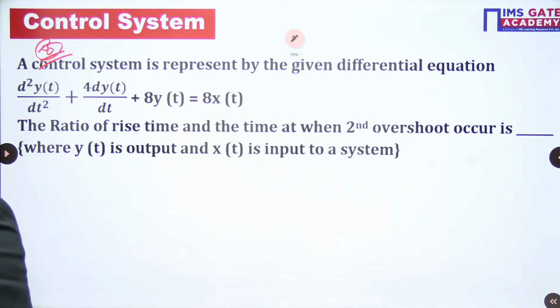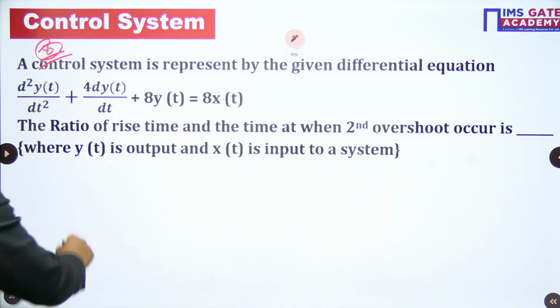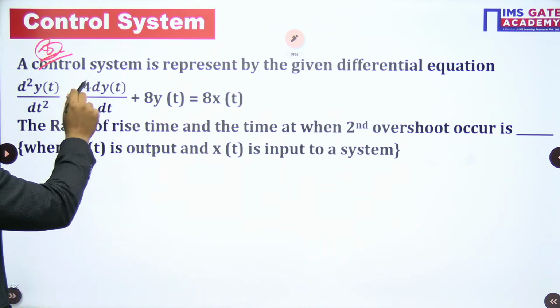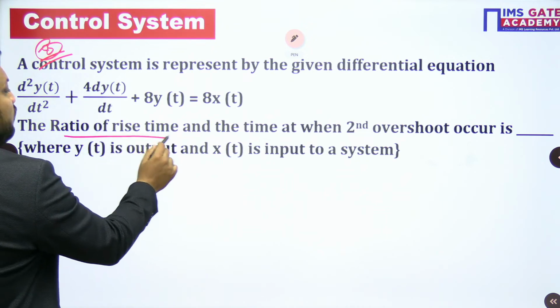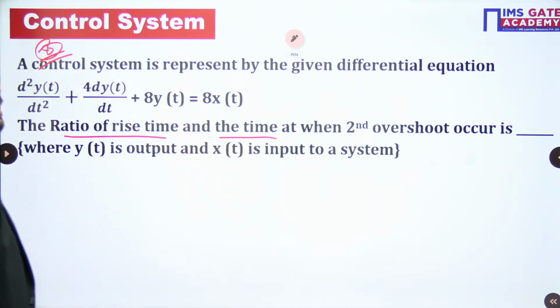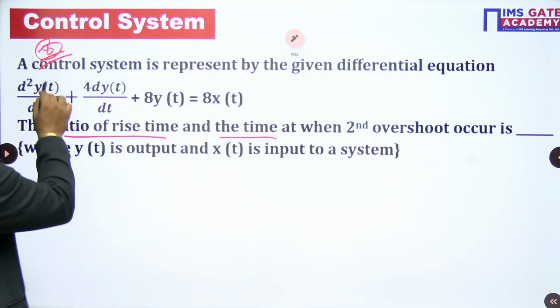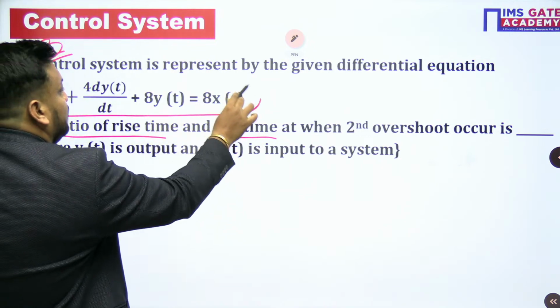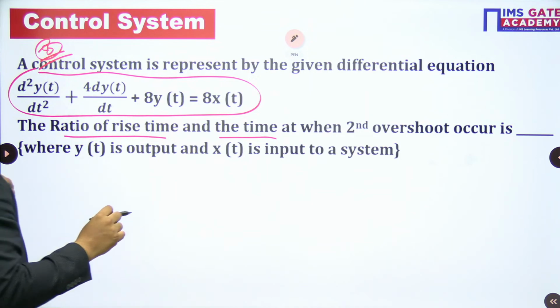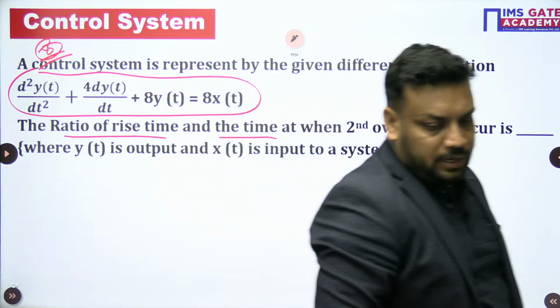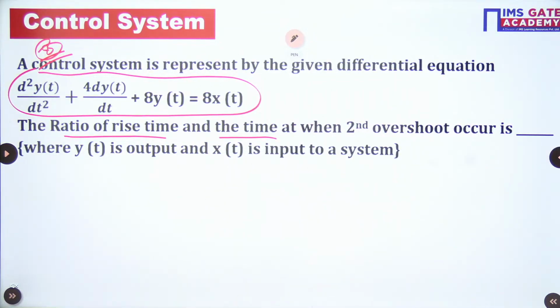A control system is represented by the given differential equation: d²y(t)/dt² plus 4 dy(t)/dt plus 8y(t) equal to 8x(t). The ratio of rise time and the time at which the second overshoot occurs is, where y(t) is output and x(t) is input. We know that, guys, whenever any system is represented by a differential equation, we need to take Laplace transform both sides.